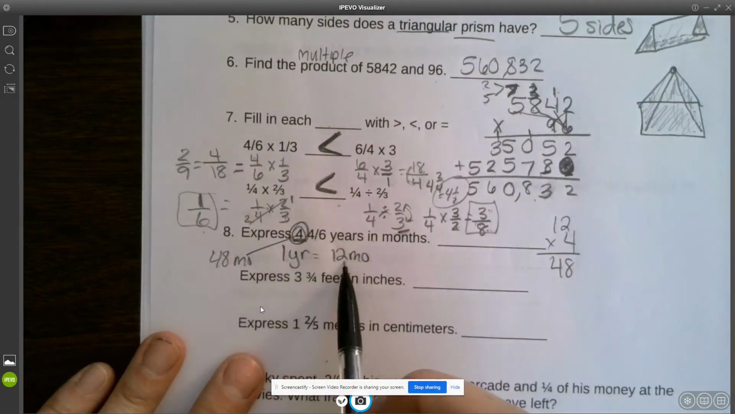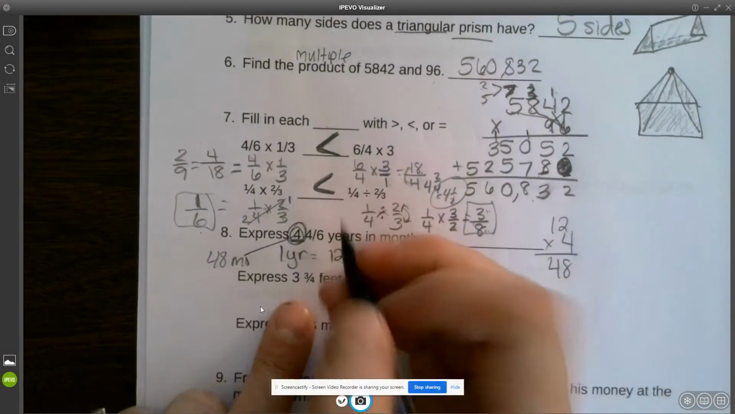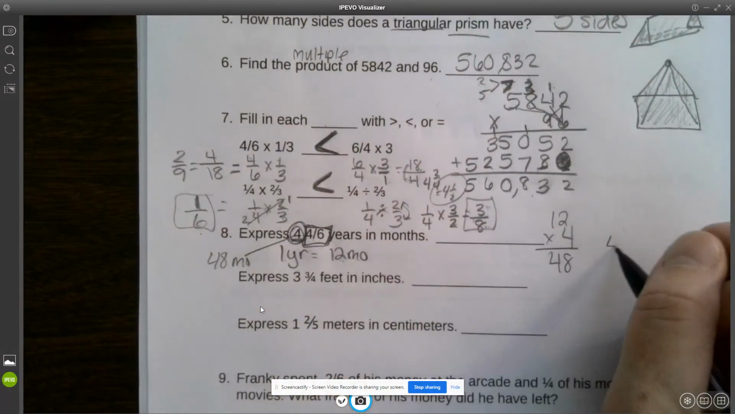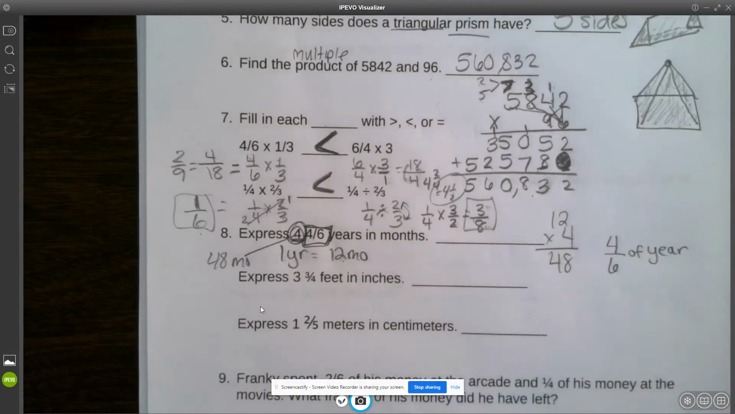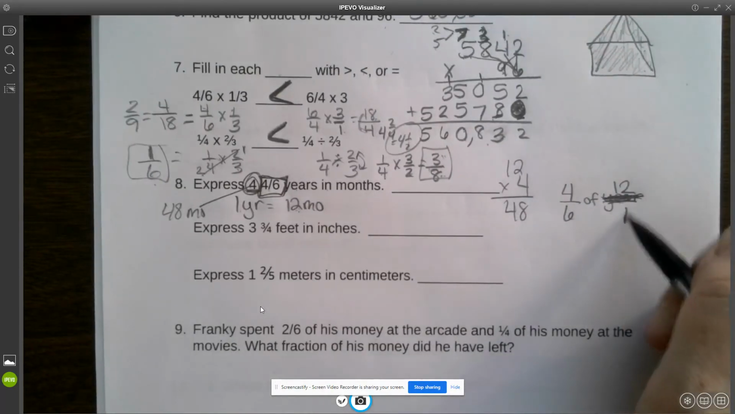Because every year is 12 months, you have 12 months plus 12 months plus 12 months plus 12 months. So that's 48. Now we have to figure out what's 4/6 of a year. Well, how many months in a year? There's 12. So this is really 4/6 of 12, and I'm going to put that over 1.